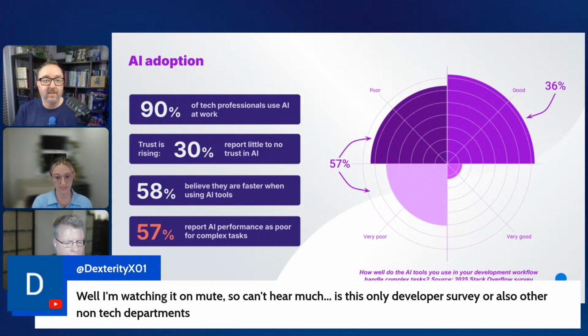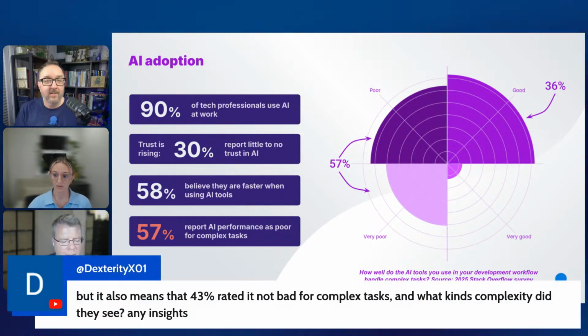Yeah, but this graph in particular, the source of this was the 2025 Stack Overflow survey, and that's just purely developers. Mm-hmm. And that data is actually available online from the Stack Overflow website. Yeah. He then, or she, followed up with another question saying, but it also means that 43% rated it as not bad for complex tasks, and what kind of complexity did they see? Any insights?